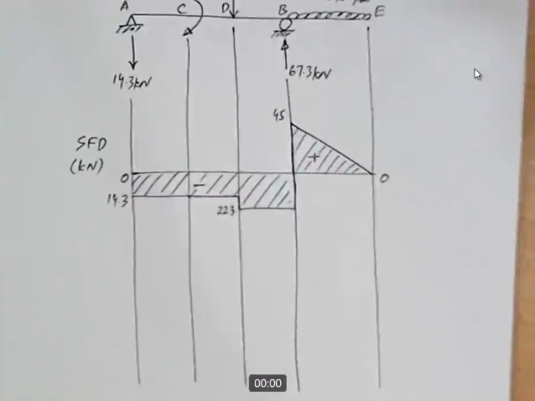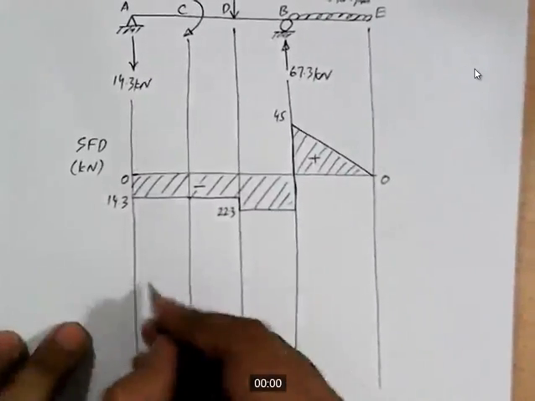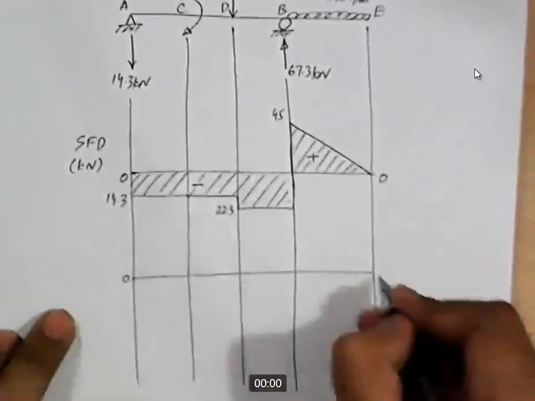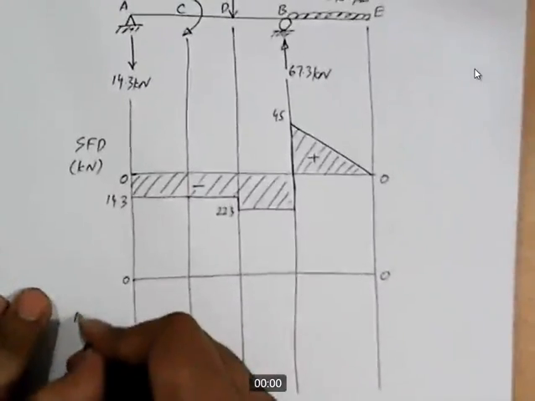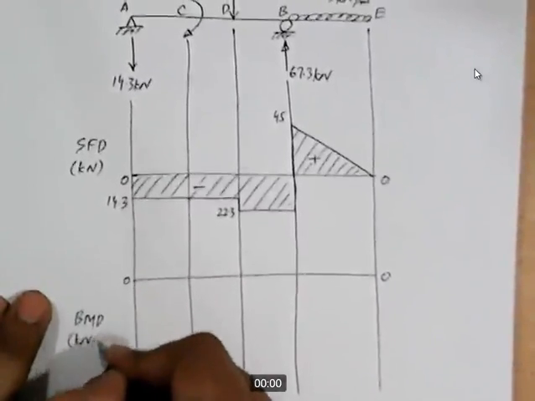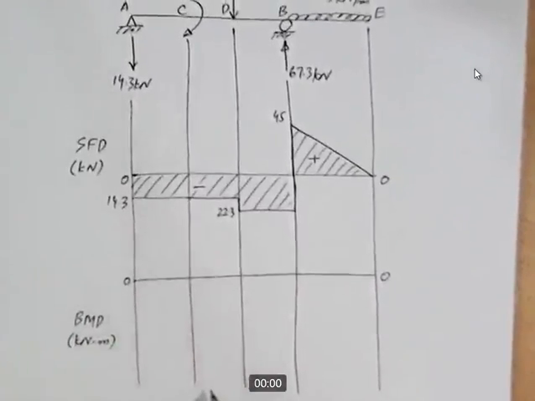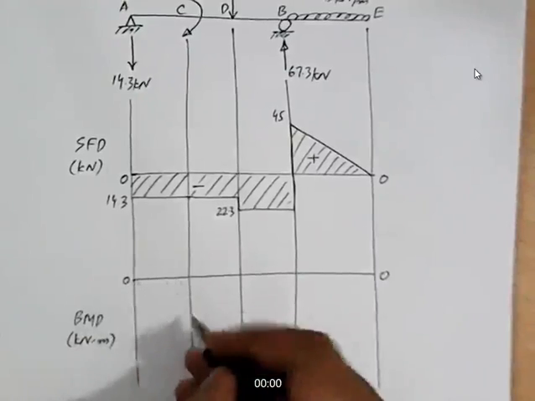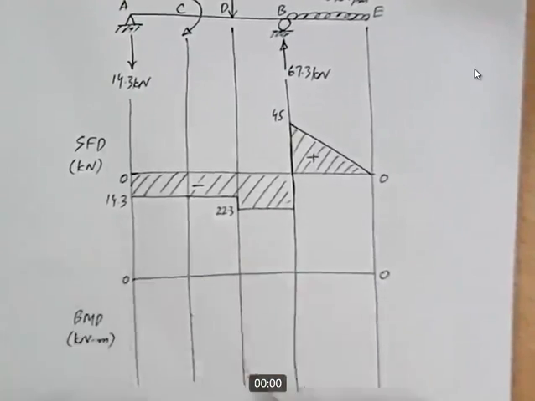This is SFD. Now let's draw the bending moment diagram. 0, 0. We are drawing BMD and the units are kilonewton meter. The value of moment at point A is 0. The value of moment at point C, first value is 28.6.